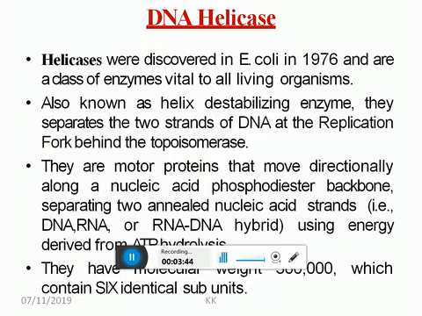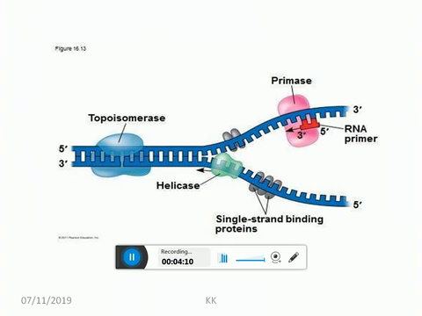They are motor proteins that move directly along the nucleic acid phosphodiester backbone, separating two annealed nucleic acid strands, that is DNA, RNA or DNA-RNA hybrid, using energy derived from ATP hydrolysis. Their molecular weight is 3 lakhs, and they contain 6 identical subunits. I will explain it to you later.